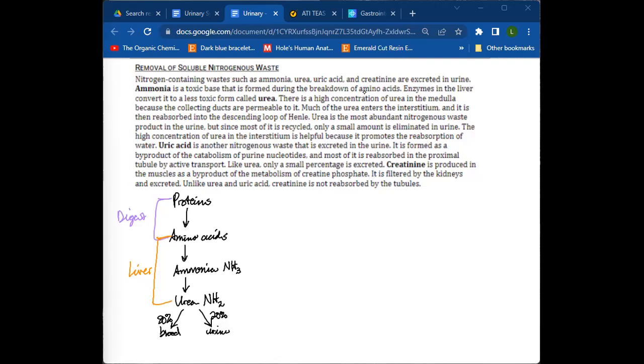Okay, now the other types of nitrogenous waste come from, for example, nucleic acids. Nucleic acids are things like DNA and RNA. And the nucleic acids are going to get broken down into nucleotides. There's actually two different types of nucleotides. There's purines and then pyrimidines. You need to know this for the biology section anyway, about the different types of nucleotides.